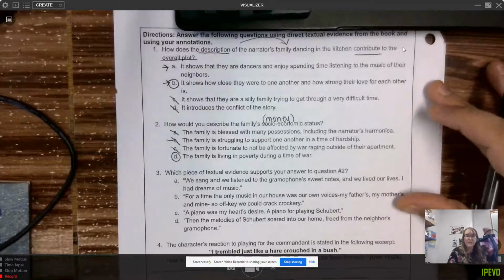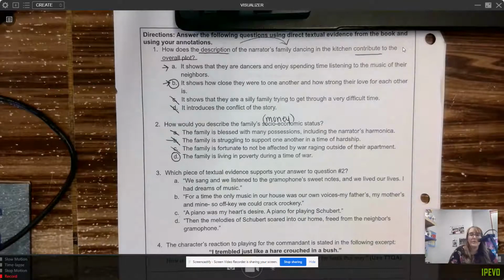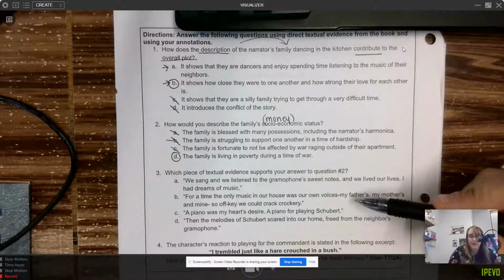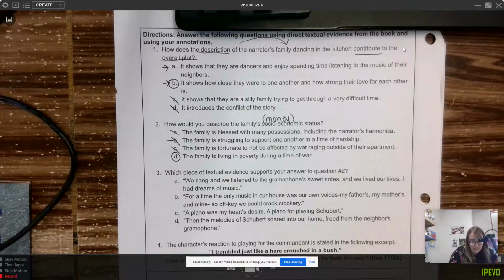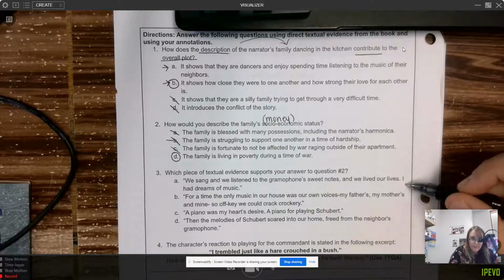Which piece of text evidence supports your answer to question 2? So which one tells us that they're living in poverty during the time of war? A, we sang and we listened to the gramophone sweet notes and we lived our lives. I had dreams of music. Does that tell us anything about them being poor?